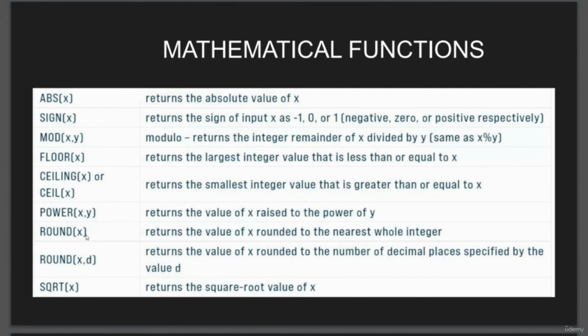Then we have ROUND of x. It generally returns the value of x rounded to the nearest whole integer. Then we have ROUND x comma t. It returns the value of x rounded to the number of decimal places specified by value t. And in the last we have SQRT of x, which generally returns the square root value of x. So for example, square root of 4 will be 2.